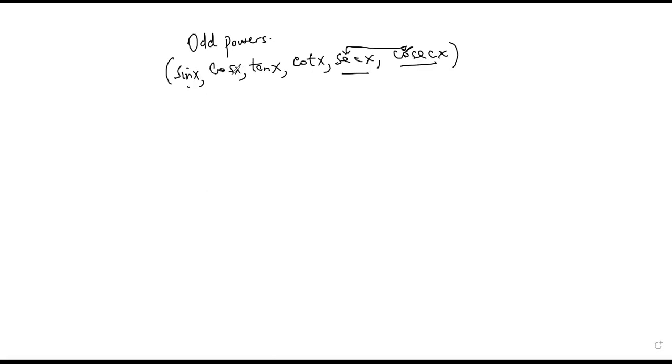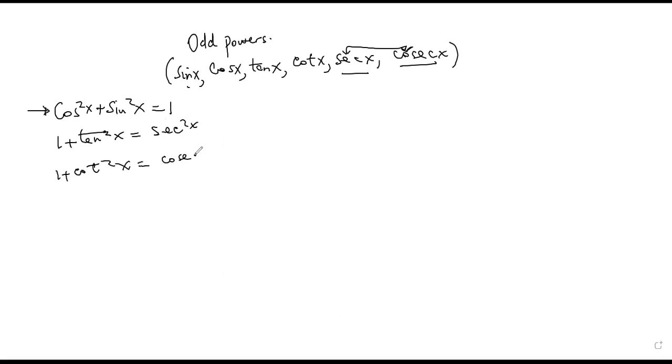Reminder is that here we are totally going to use the Pythagorean trigonometric properties. We need to know that cos squared x plus sine squared x is 1, that 1 plus tan squared x is sec squared x, and that 1 plus cot squared x gives us cosec squared x. Without wasting any time, let's begin with examples.